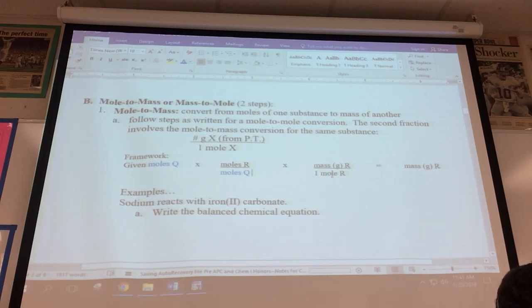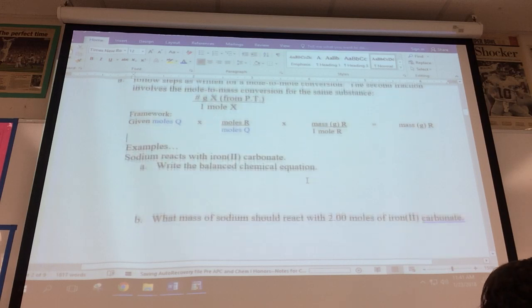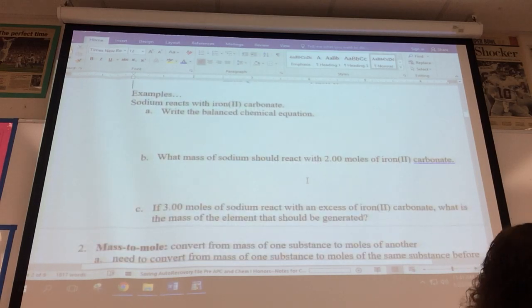And when you're converting from moles to mass of the same substance, you always have 1 mole of it because you're going off the periodic table. So you're going to do the same thing we did previously with one additional step. And most of you are already going ahead because you're like, I can do this, so I better catch up.